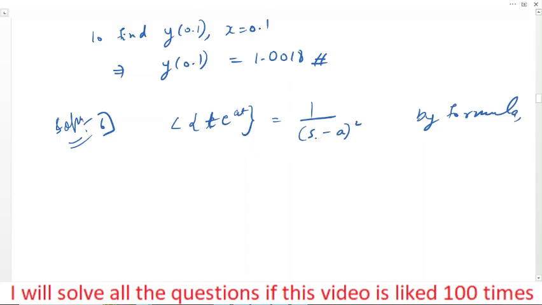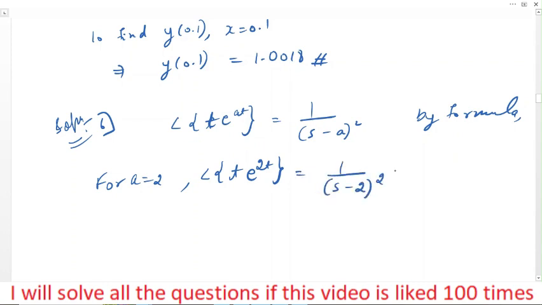This is the formula. We want to calculate for a is equal to 2. So therefore, the Laplace transform of t e raised to 2t is equal to 1 divided by (s minus 2) whole square. This is by formula. Now we have to calculate. I have divided the question into two parts. This is the first part, Part 1.